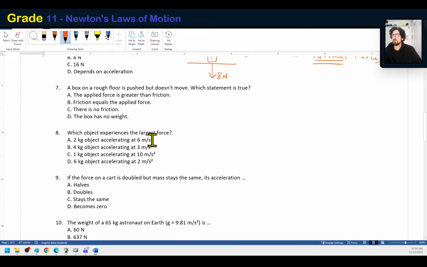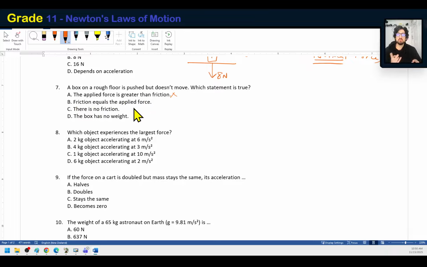Okay, a box on a rough floor is pushed but doesn't move. Which statement is true? I would like to make an apology to all of my 11 red students because I misread the first part, and I'm just correcting it now. I said the applied force is greater than friction. I had looked at that differently. I thought it said the applied force was less than friction. So that's obviously wrong. If the applied force is greater than friction, then it should move. Friction is equal to applied force. That is a situation that can cause something not to move.